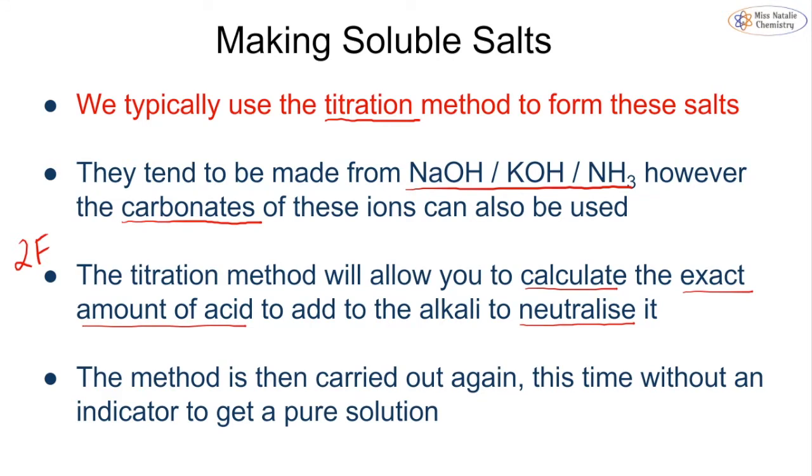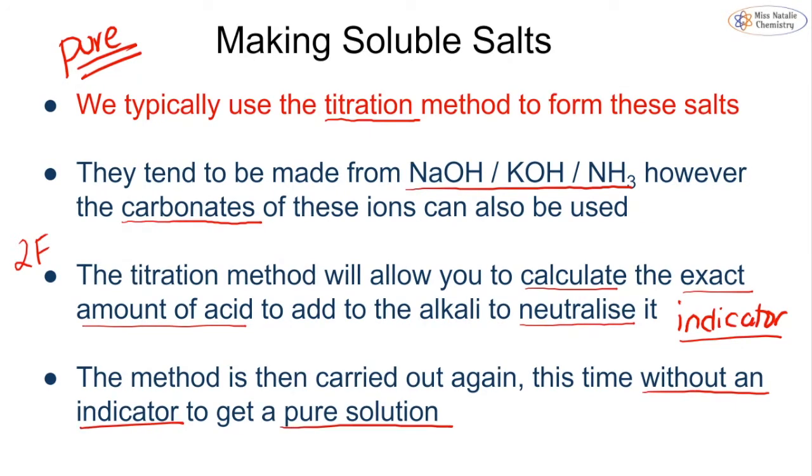But the biggest problem is that this method includes an indicator, because you have to be able to see when you have actually neutralized your alkali. Now the problem is we do not want the indicator in our sample because we want a pure sample. So if we have the indicator, that is going to be an impure sample. So we carry out the titration with the indicator, get the volume that we need, and then we repeat the titration, this time without the indicator, and that ensures that we have our pure solution.